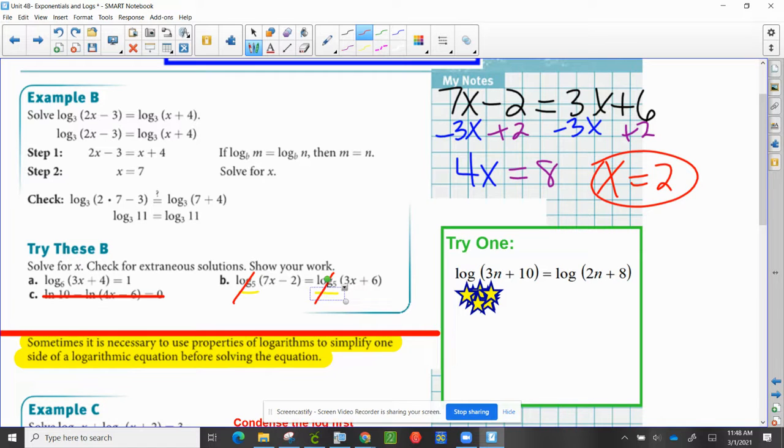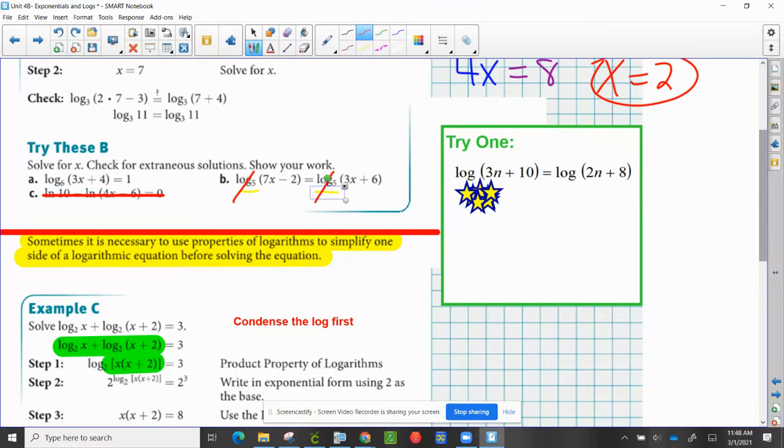Now this one was not in your book originally. I just included it. But go ahead and try this one. You have log of 3n plus 10 equal to log of 2n plus 8. So again, if you have log equal to a log, you just drop the logs and equal your two parentheses. So go ahead and solve for n on this one. See what you get.